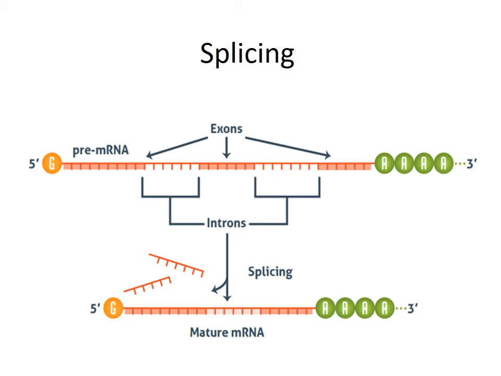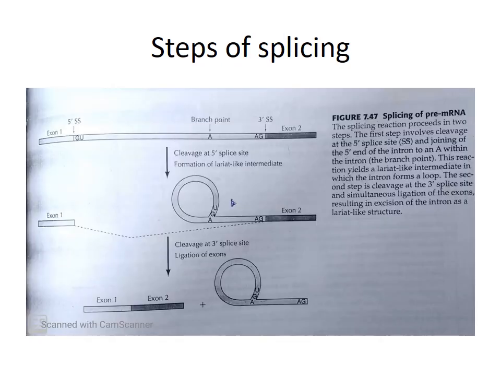And the most important thing is that it does not have any introns in it. In other words, it has only the coding sequences and no non-coding sequences present in this mature RNA. So ultimately, the protein formed will be complementary to these coding sequences.